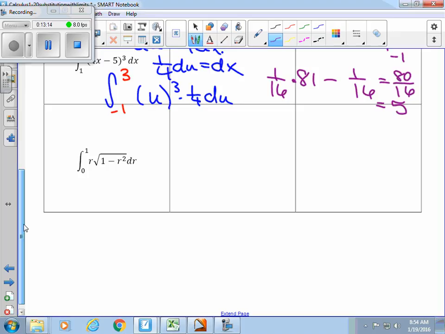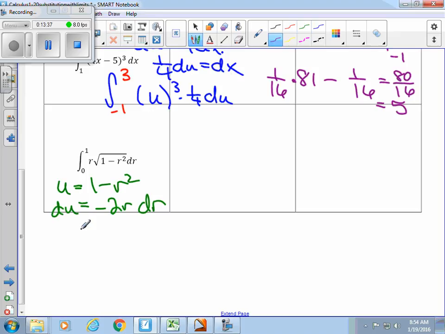Okay, so steps 1 through 5 are completely identical to yesterday. What's step 1? Pick a u. 1 minus r squared, I think that's a great choice. Why is that a great choice? It's more complicated, and I get that extra r to show up.